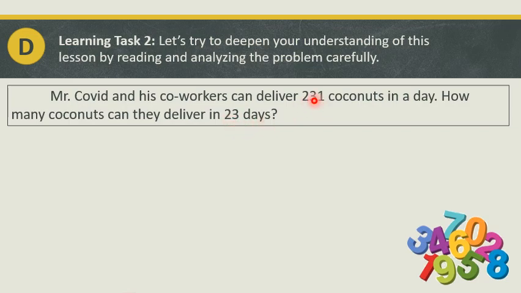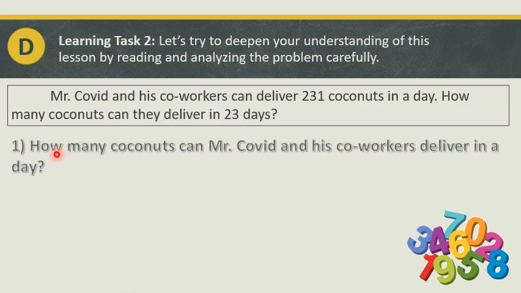So, pwede natin ito na bilangin natin. So, 231 sa isang araw. Tapos plus 231 sa pangalawang araw hanggang makaabot tayo ng 23 days. Pero yung addition na paulit-ulit ay napakahaba. So, kaya pwede natin gamitin dito is multiplication. So, yung unang question natin, how many coconuts can Mr. COVID and his co-workers deliver in a day? Ilan daw ang nade-deliver ni Mr. COVID at yung mga katrabaho niya na coconuts sa isang araw? So, 231.